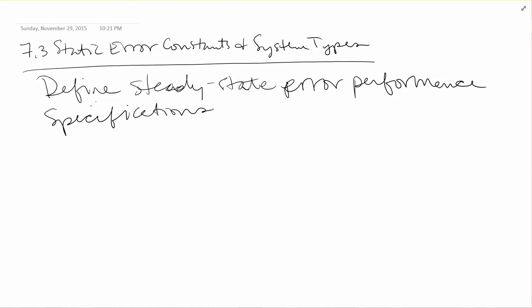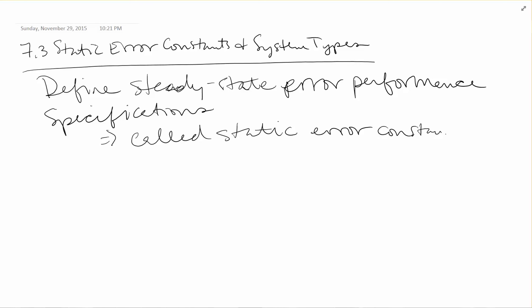Okay. So before we've talked about things like settling time, percent overshoot, those are also types of performance specifications. The ones we're going to talk about today just deal with steady state error. And our specifications are going to be called static error constants.